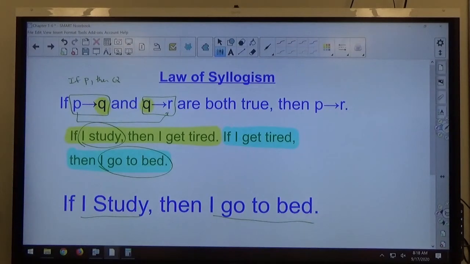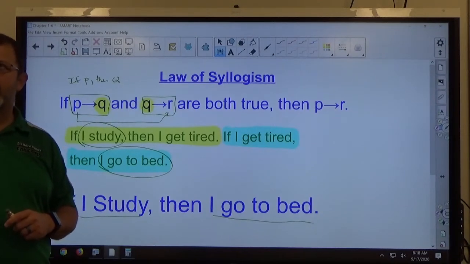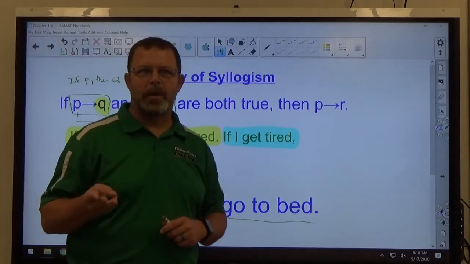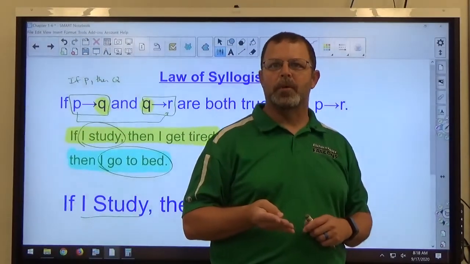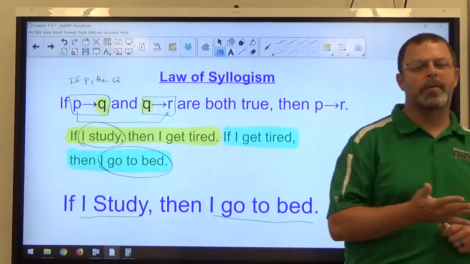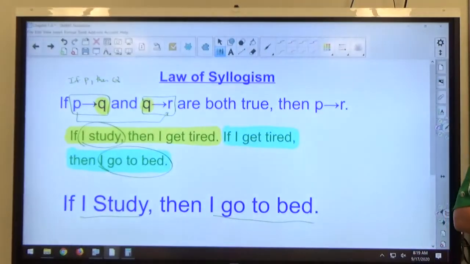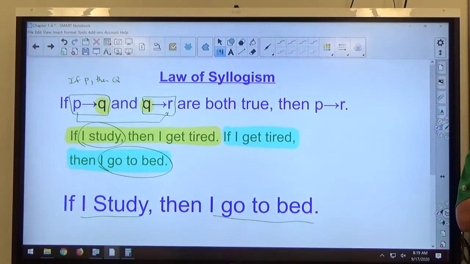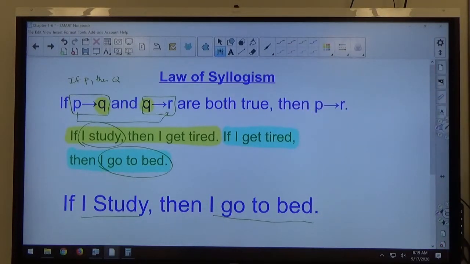How about, if I get a job, then I make money. If I make money, then I'm going to make plans with my friends. If I make plans with my friends, I'm going to go do something with my friends. If I go do something with my friends, I'm going to pay for some of their entertainment. If I pay for some of their entertainment, then they will be happy that they got to hang out with me. If they're happy they got to hang out with me, then whatever. So getting the job led to the final thing.